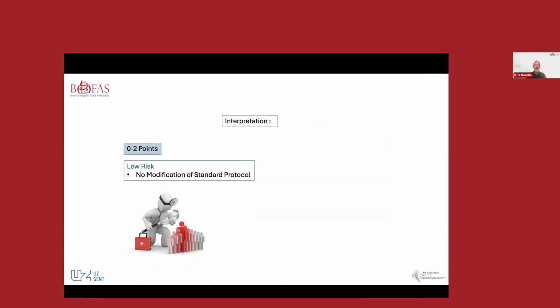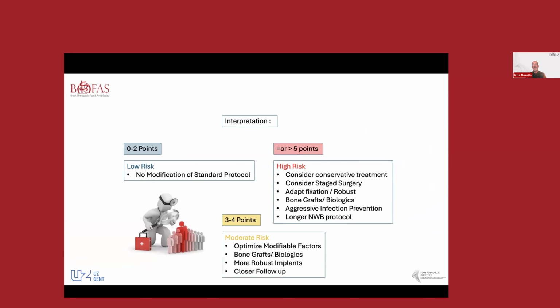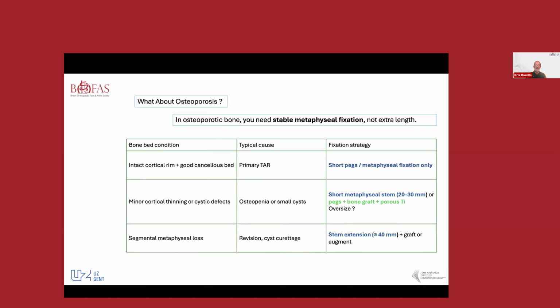If we have a low-risk patient, we don't modify anything; we use a standard protocol and standard planning. But if there is a moderate risk, we try to optimize the modifiable factors, looking at diabetes and smoking cessation. But we will also probably use more robust implants, and we have closer follow-up of those patients. And if you have a high-risk patient, then we try to consider conservative treatment, or we consider staging of surgery, adapted fixation, with more robust fixation or more robust implants, a more aggressive infection protocol, and probably a longer non-weight-bearing protocol for the patient.